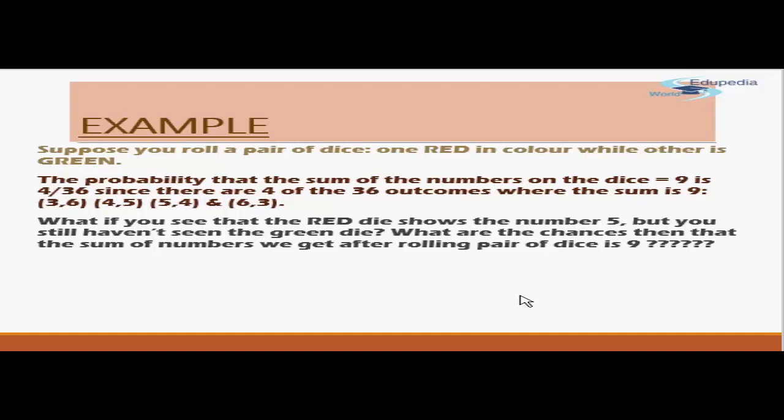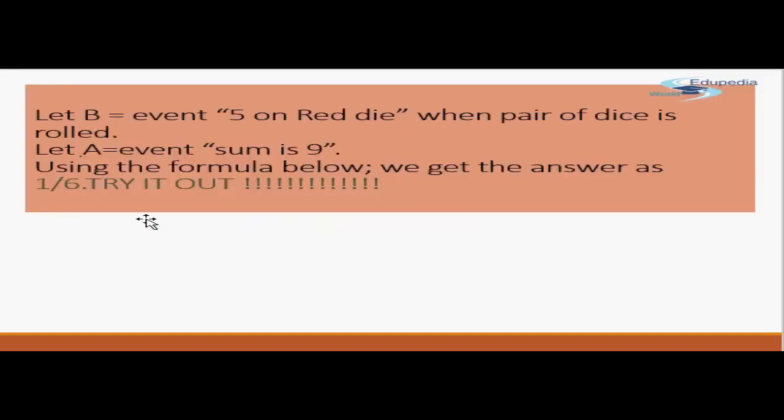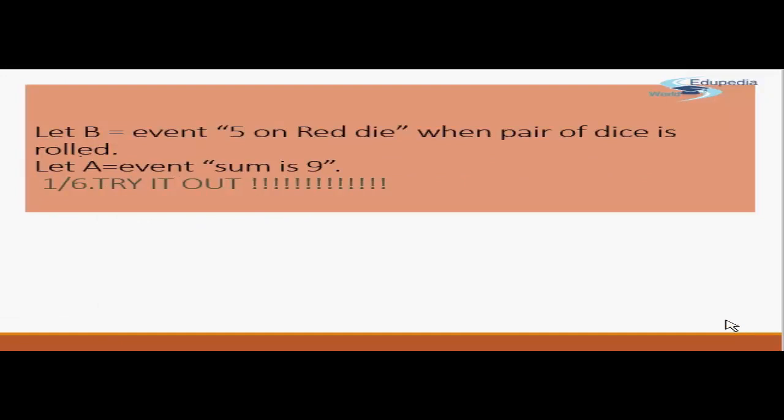Now what would be the probability that you're going to get 4 on the next die? This is really simple, really easy to understand. Just try to visualize what would be the probability that you're going to get 4 on the green die. The probability of getting 4 is 1 by 6. Why is that? Because there are 6 possibilities, and 4 is just one of the possibilities, so the probability is going to be 1 by 6.